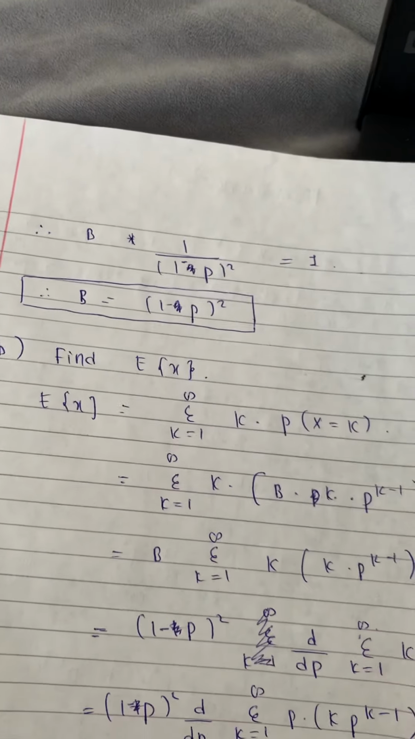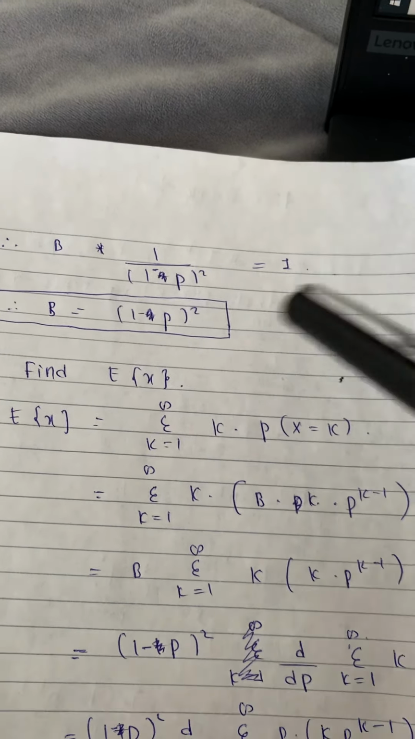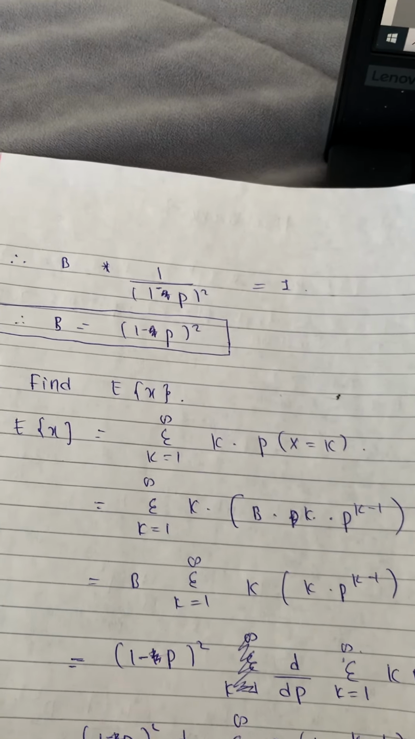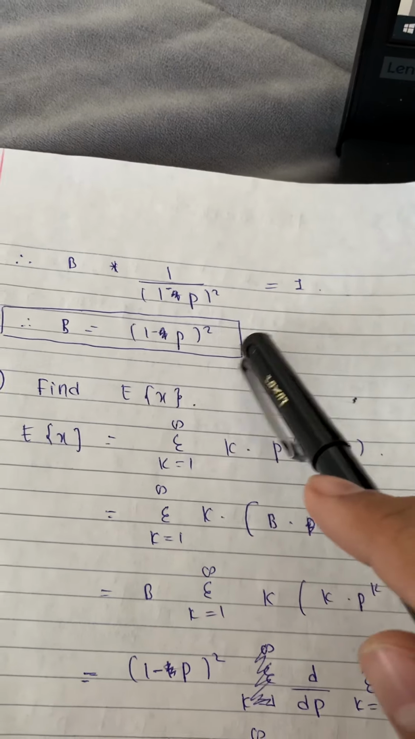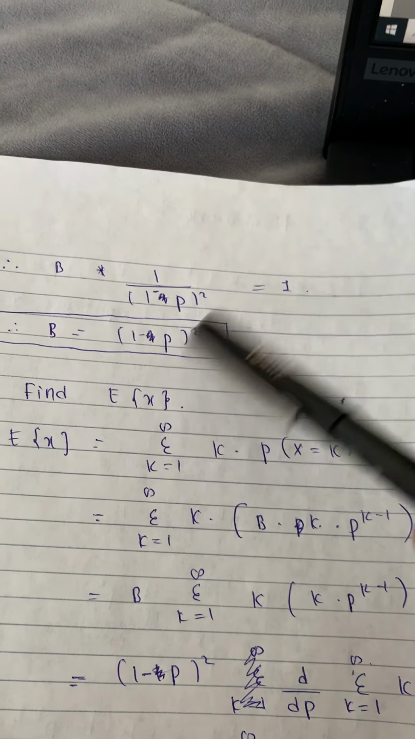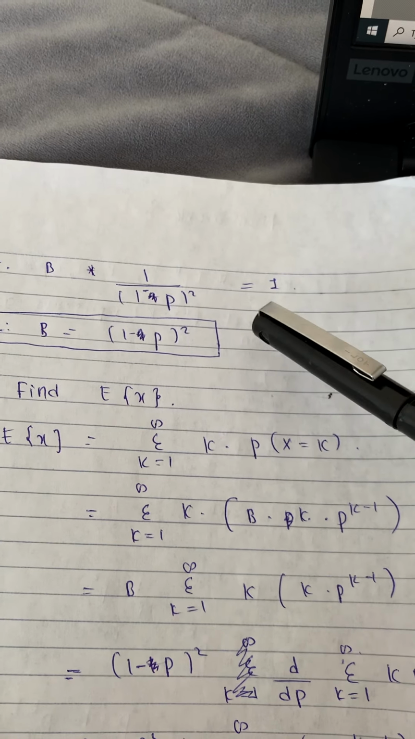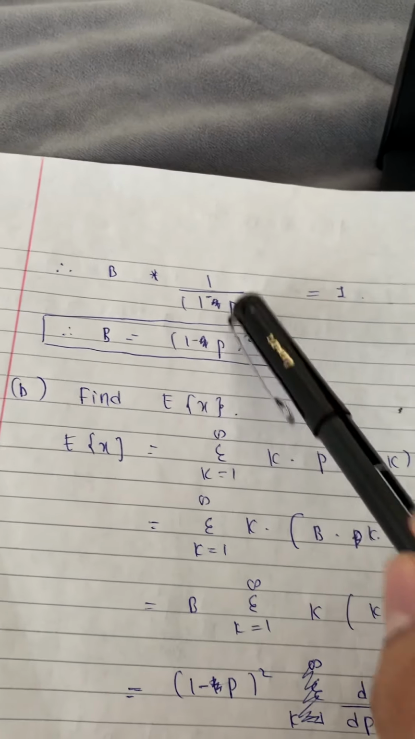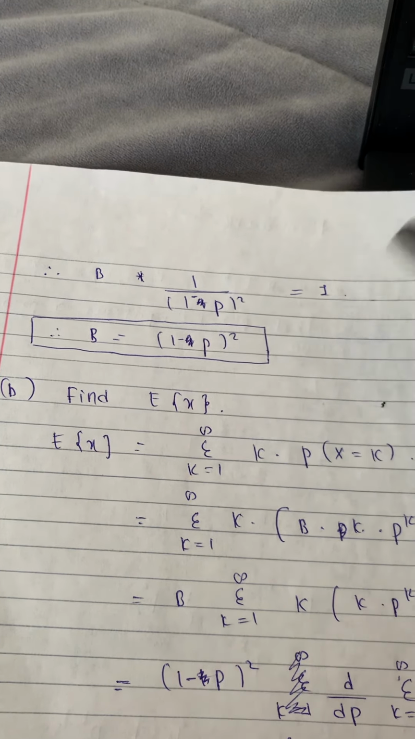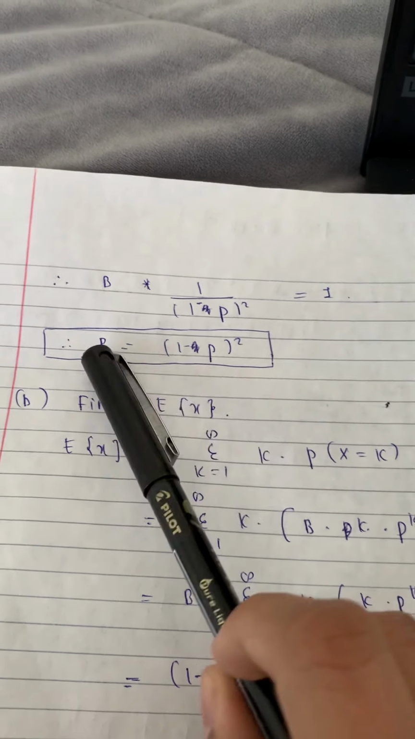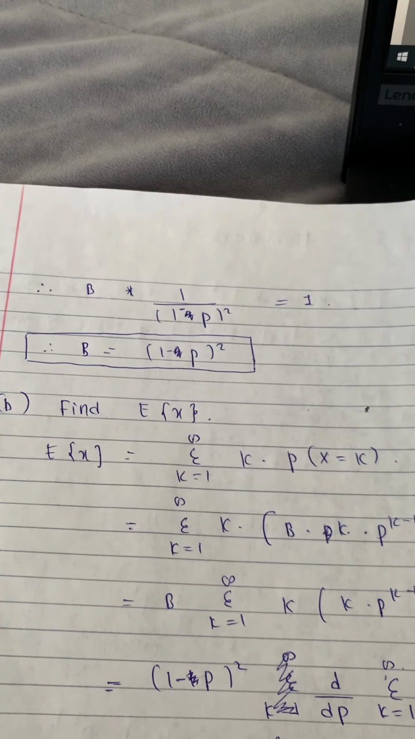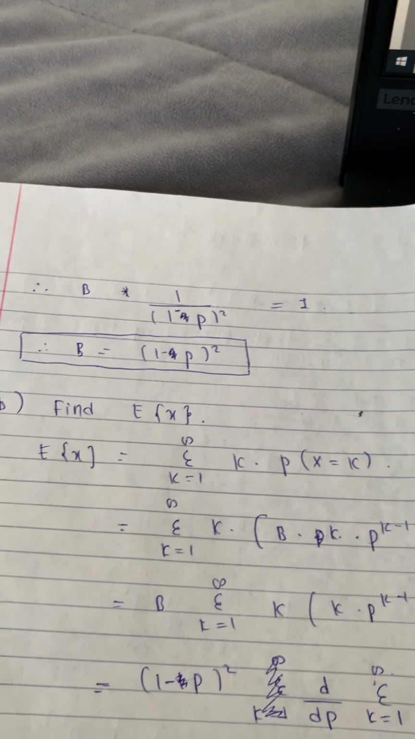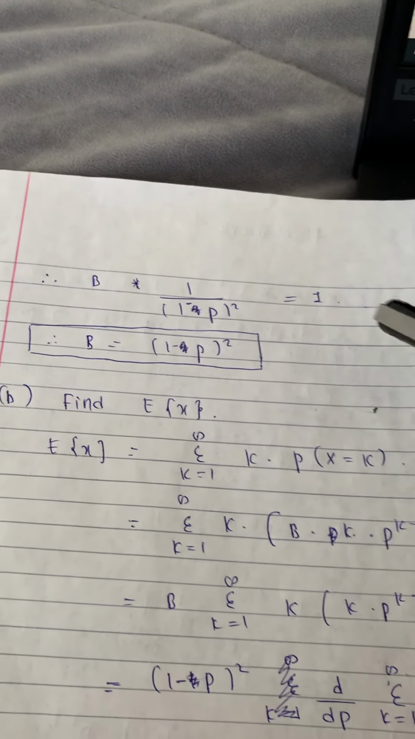So now we have b into 1 minus, actually I carried forward the wrong sign. So it is 1 minus p whole square, which I corrected later. So b into 1 upon 1 minus p whole square equals 1. So we have our value. We just multiply both sides by 1 minus p whole square, and then we have b equals 1 minus p whole square. So this is the value of b.